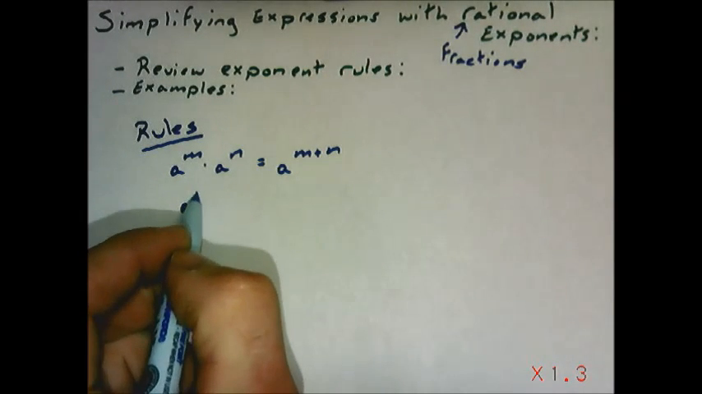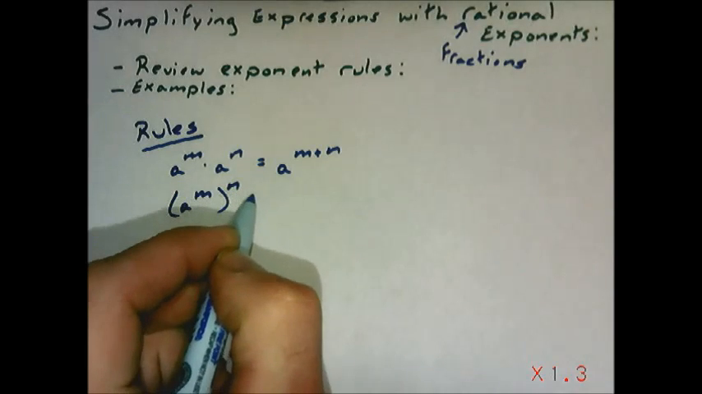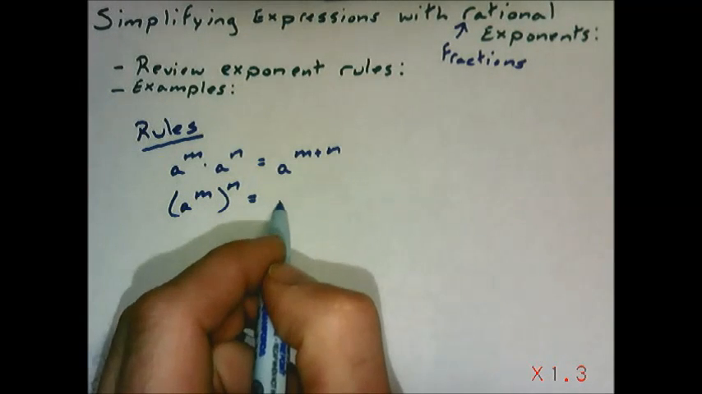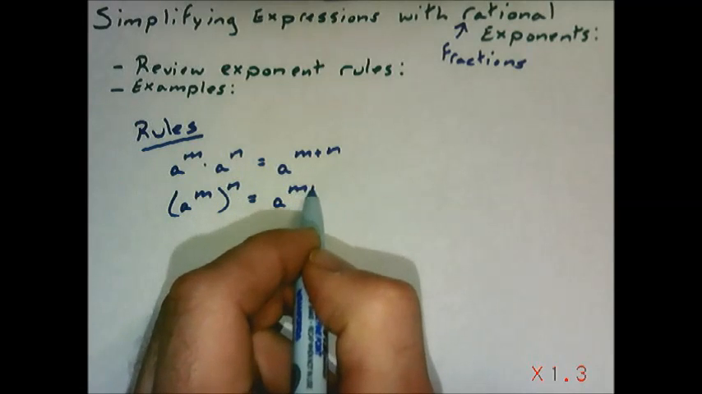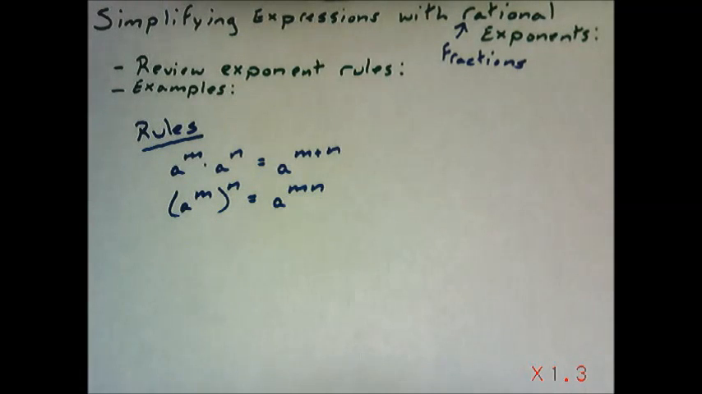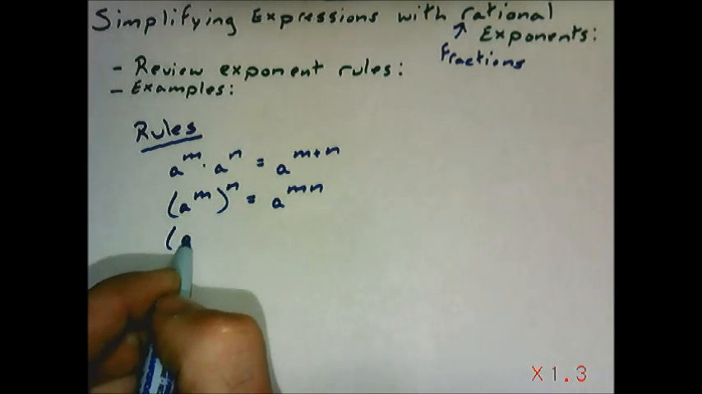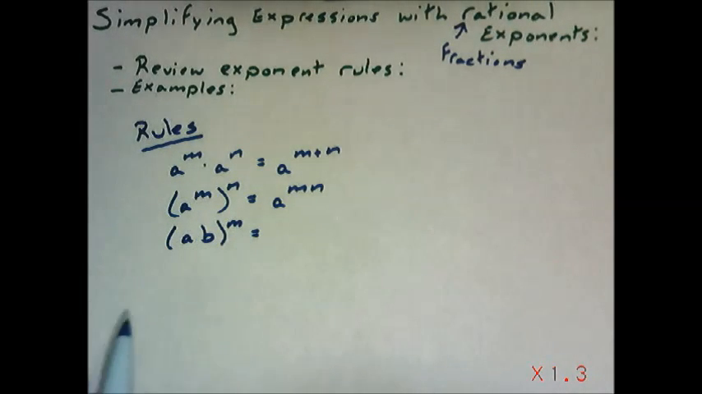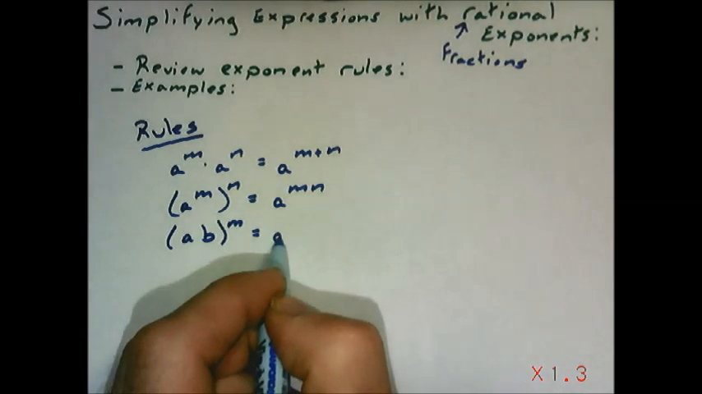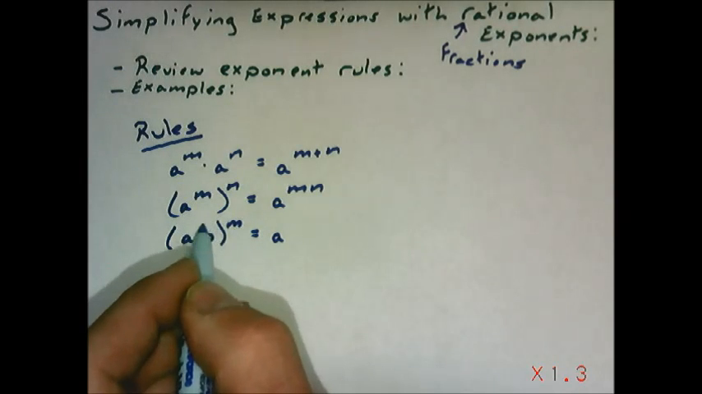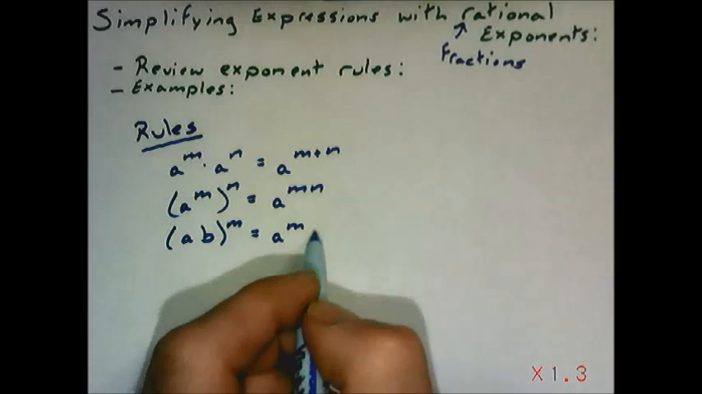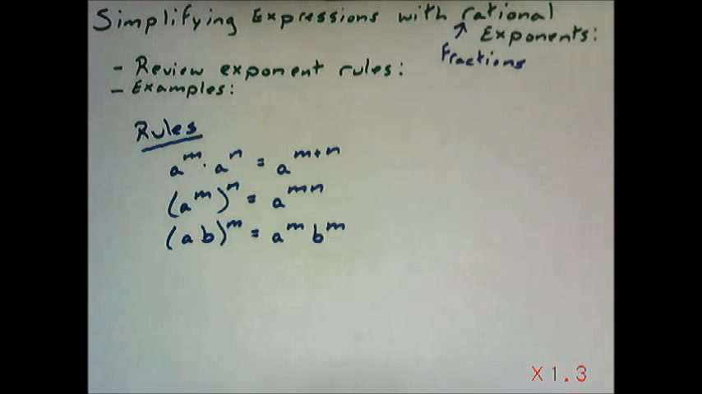If I gave you a to the m to the n power, here I'm going to multiply my two exponents together, so I have a to the mn. If I have two bases to the same power, I can break this up by distributing this exponent to both of my bases by multiplying. So I have a to the m and b to the m.